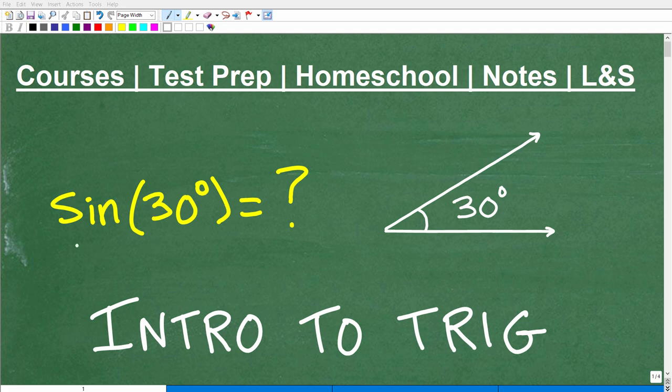Okay, let's go ahead and figure out what the sine of 30 degrees is. Matter of fact, you don't even need a calculator to do this problem. And here we have an angle. This angle is 30 degrees. We're trying to calculate the sine.